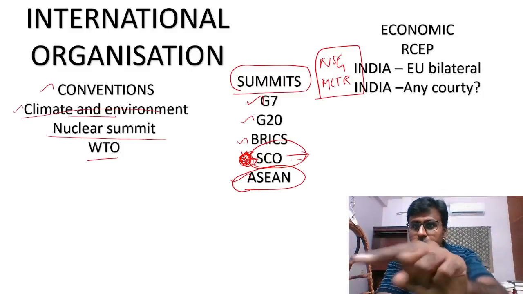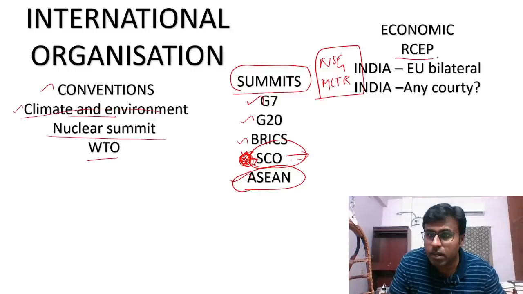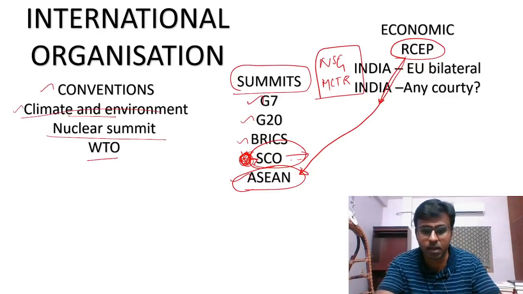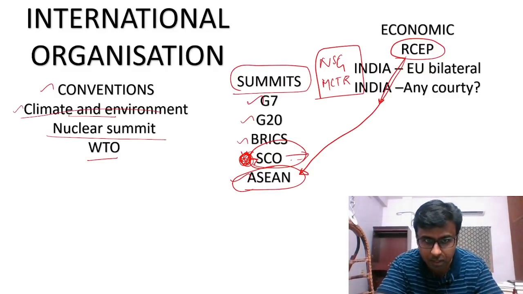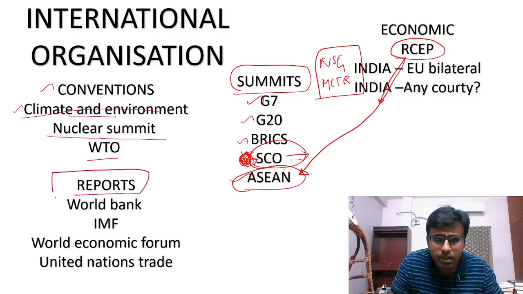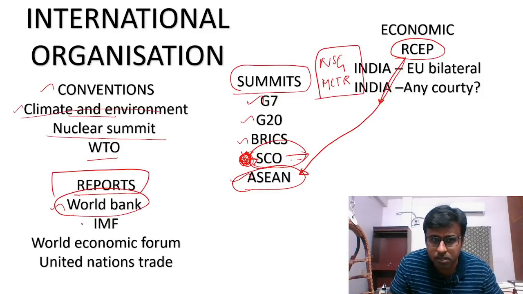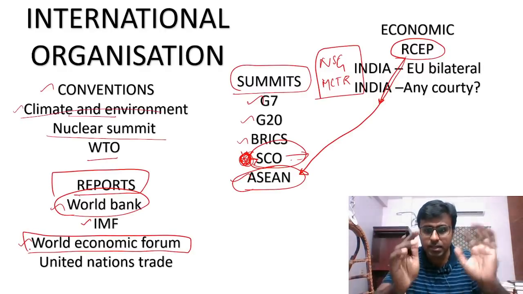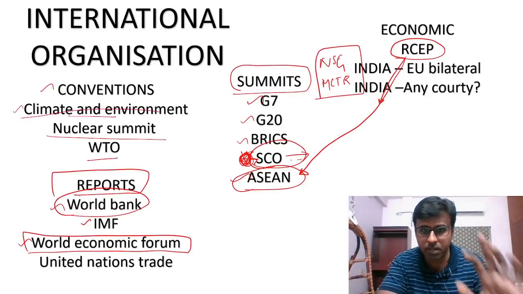Next, economic. So for example, regional cooperation, economic partnership, we have one with ASEAN. So see what that is, and look at any other country we have one with. And all the reports: what World Bank publishes as reports, IMF publishes as reports, World Economic Forum publishes as reports. In the reports, you should know what report is that. Please look into that.